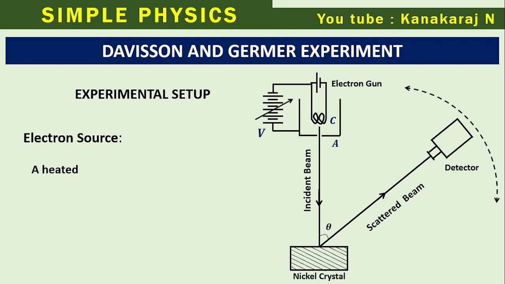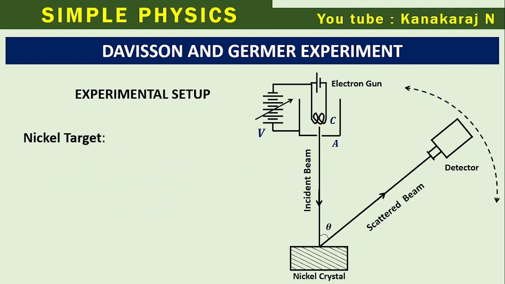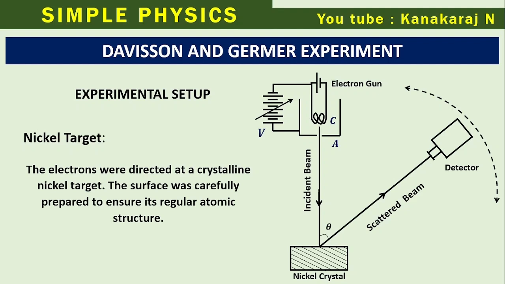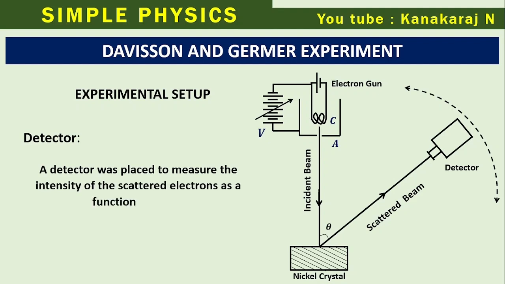Electron source. A heated filament emitted electrons that were accelerated using a potential difference. Nickel target. The electrons were directed at a crystalline nickel target. The surface was carefully prepared to ensure its regular atomic structure. Detector. A detector was placed to measure the intensity of the scattered electrons as a function of angle.